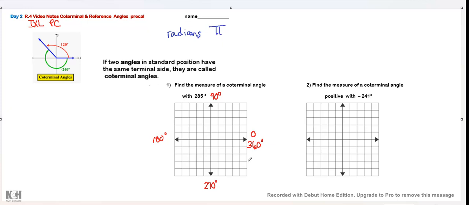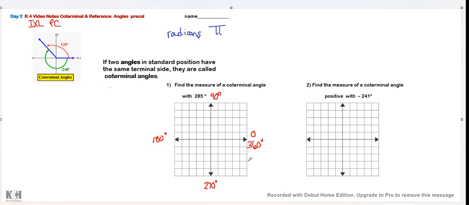So the first thing I want to talk about is the standard position of these angles. A standard position starts off at 0 degrees and moves counterclockwise. The terminal part of the angle is where it ends, terminates. So this is a standard degree angle right there.